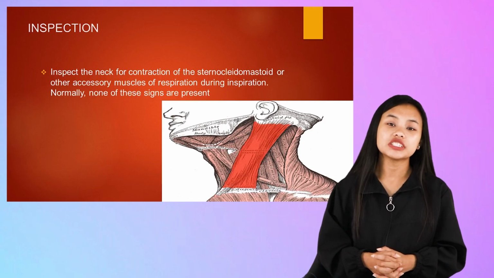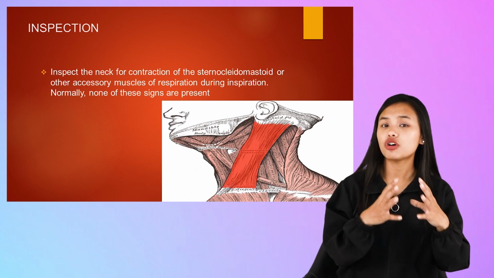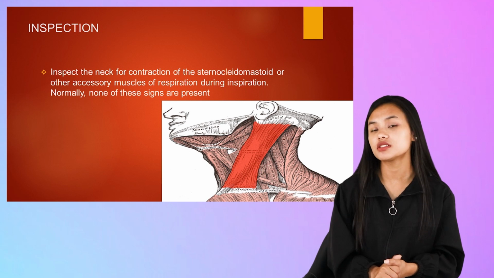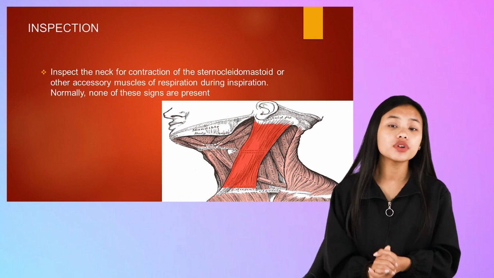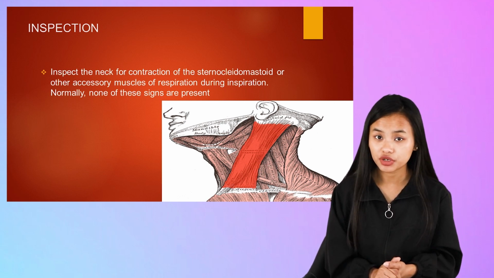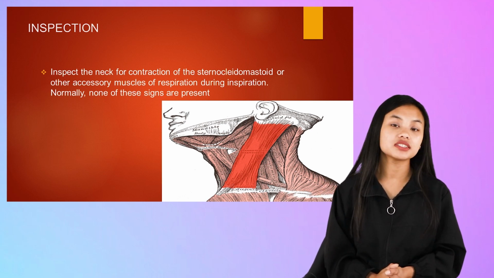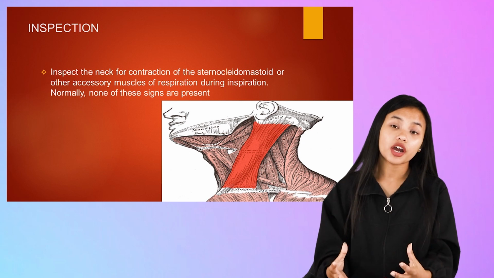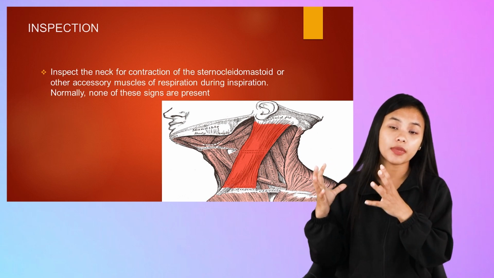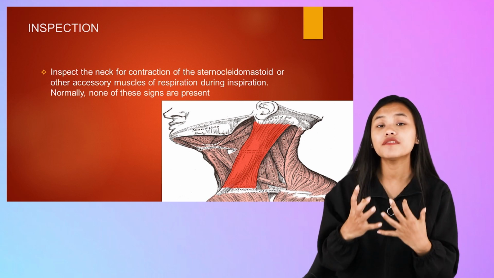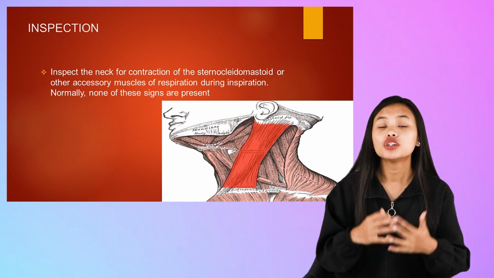You must also inspect the neck for the contraction of the sternocleidomastoid or other accessory muscles of respiration during the process of inspiration. Why? Because normally these signs will not be present. That is, there will not be a contraction of the sternocleidomastoid or of the accessory muscles of respiration whenever the client is breathing in, right? If there is, then it will give us an idea that there is presence of abnormality.